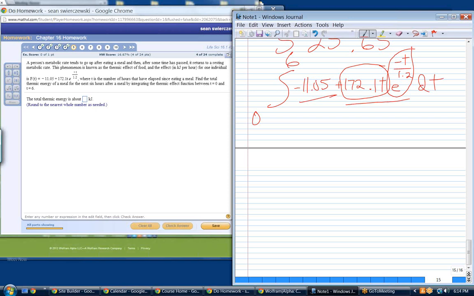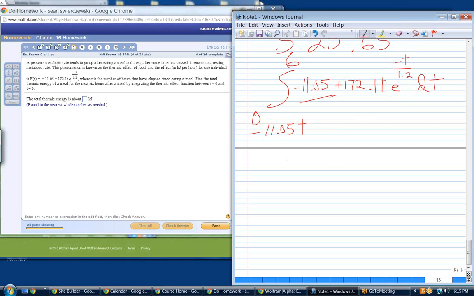Okay. So we need to find u first. I'm trying to figure out how we want to write this. I don't want to forget this part here. What's the integral of that? Of the left side? Negative 11.05 times t in this case. Okay, so let's write it, make sure we don't forget it.